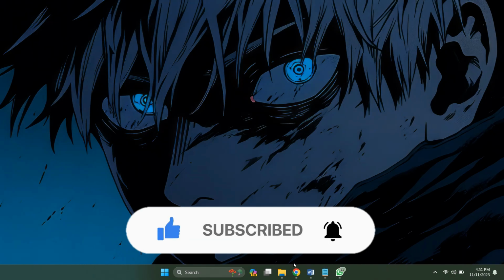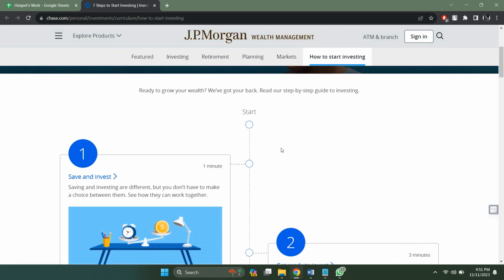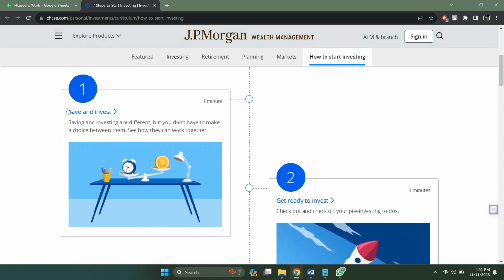Now first of all, open up any preferred browser on your PC, search for Chase Bank, open up its official website and make sure you're logged in. There are 7 steps in total that you need to follow in order to invest in Chase Bank.